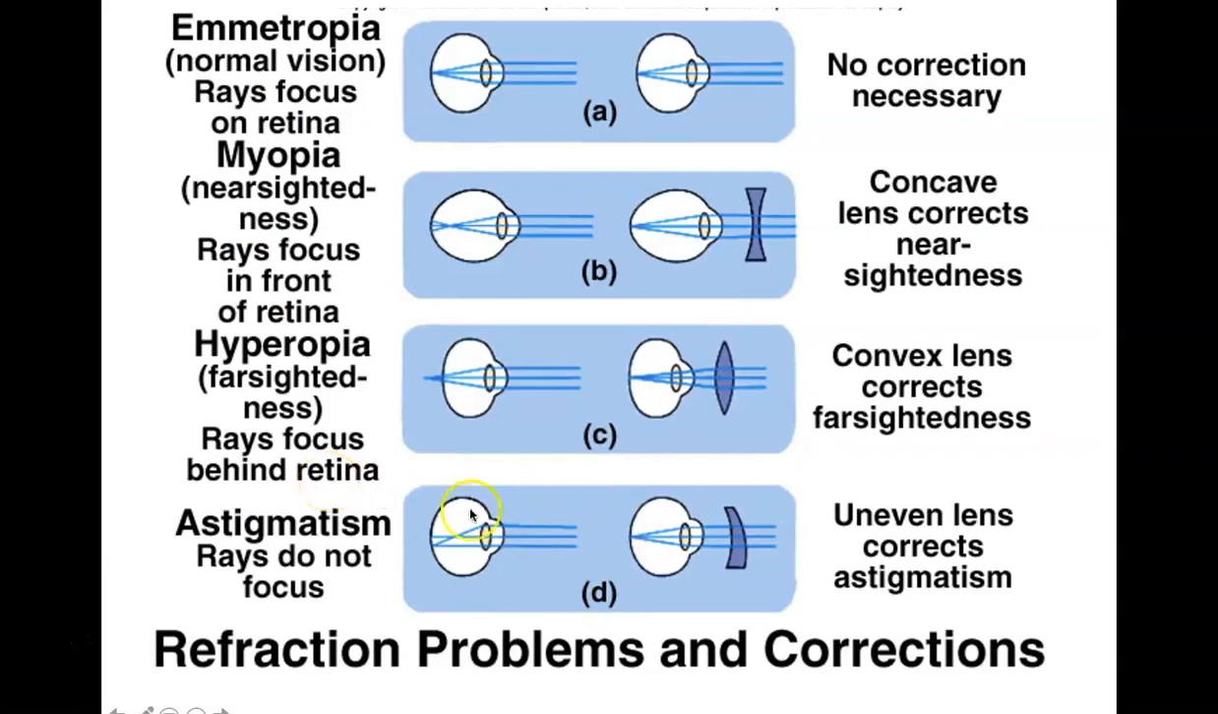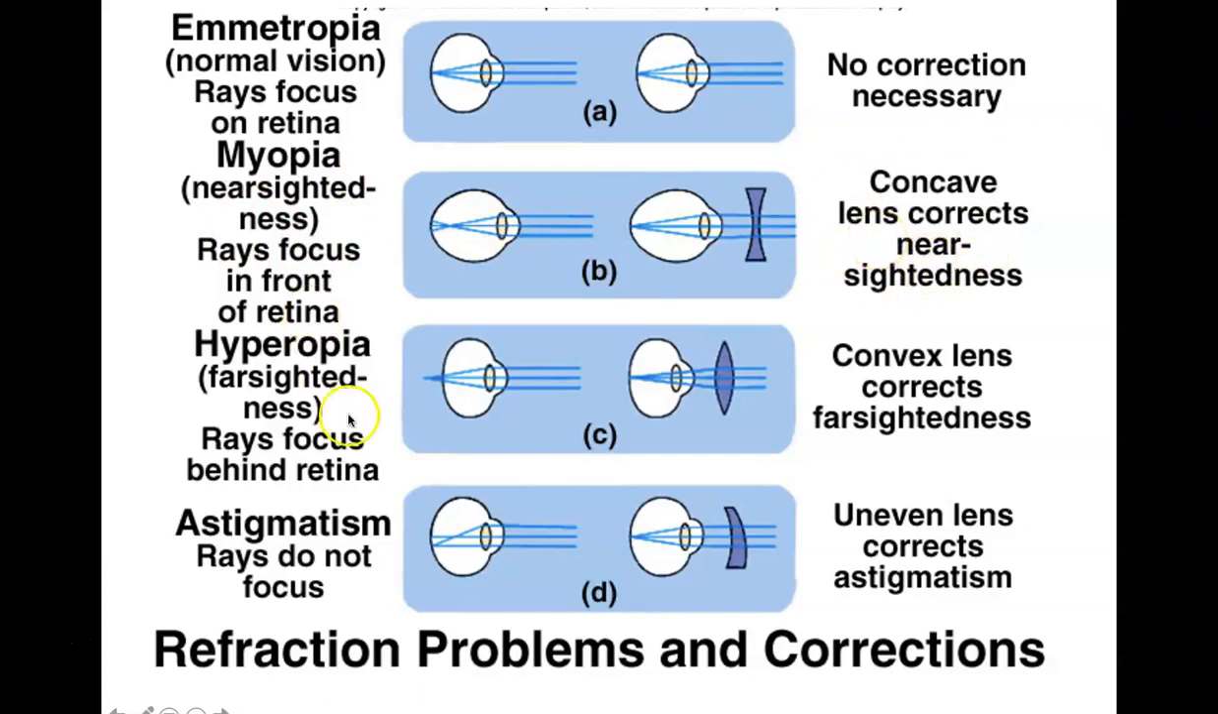So how do we correct for some of these problems? This is going to be a whole lot about ophthalmology, right? If you have normal vision, called emmetropia, the rays are going to focus on the retina here, and you have no correction necessary. In myopia, though, nearsightedness, based on the shape of the eye, the rays are going to focus in front of the retina. So you have to have a concave lens that corrects this.